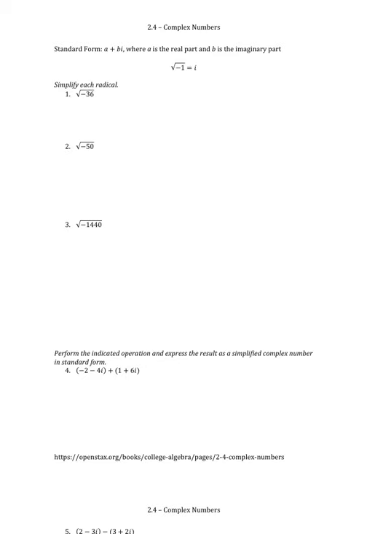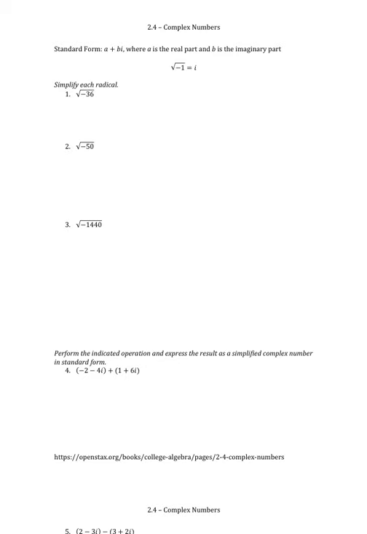So complex numbers, first of all, you need to know that standard form is a plus bi, where a is the real part and b is the imaginary part. i is defined as the square root of -1. So that's some information that we'll come back to throughout the section.